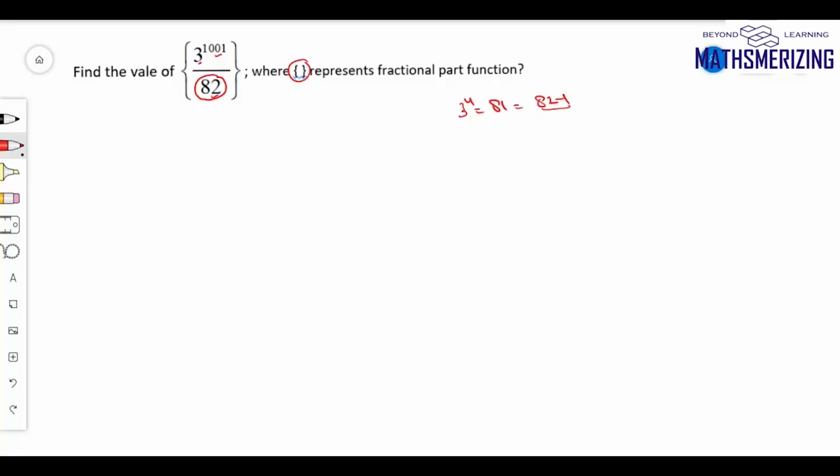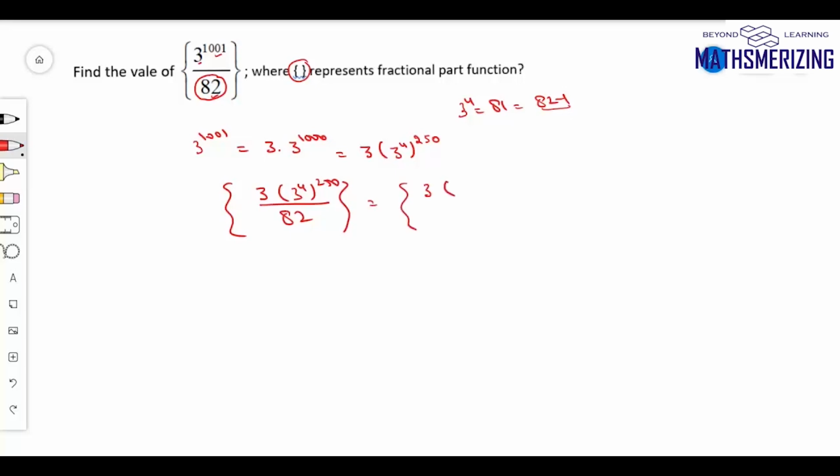So first I'll write this 3 to the power 1001 as 3 into 3 to the power 1000. And then I can also write it as 3 into 3 to the power of 4 to the power of 250. So I'll write this expression as 3 into 3 to the power 4 to the power 250 and then divide by 82. So that should be 3, and 3 to the power 4 is 81. So I'll write it as 3 into 82 minus 1 to the power 250 divided by 82.